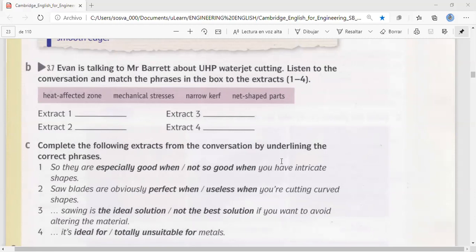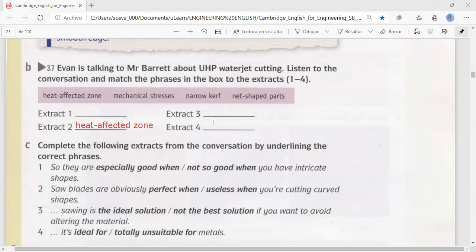Okay. Well, let's see. I have the extract 2 and extract 3, but I have those in extract 1 with extract 4. But extract 2, I understand when he talks about the cut or cutting affecting one zone with a heat. So extract 2 is a heat affected zone.